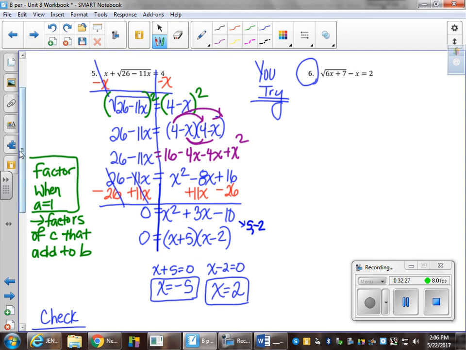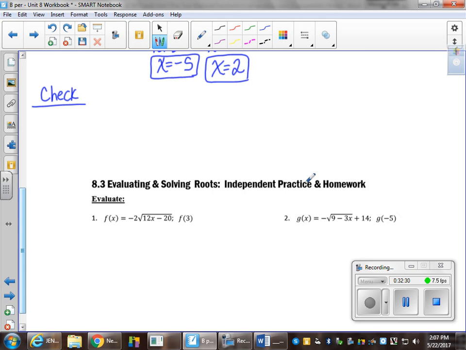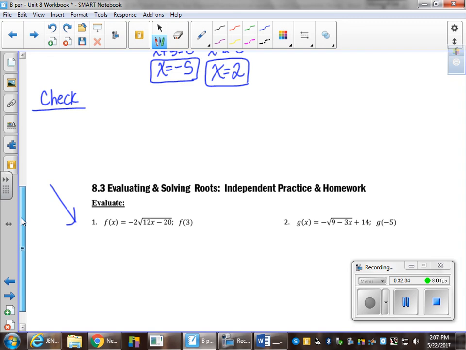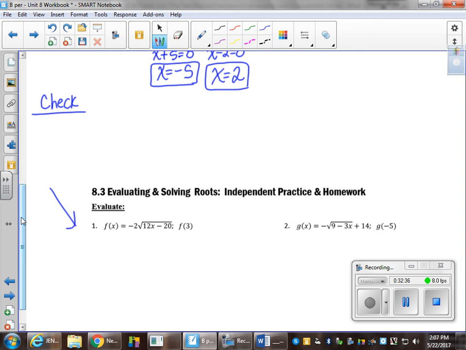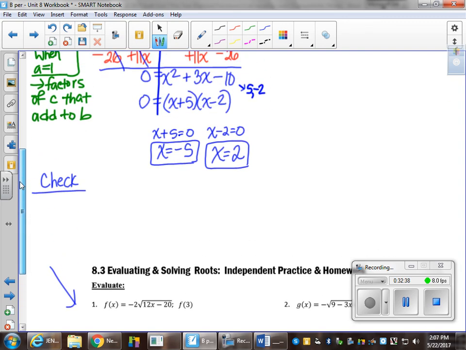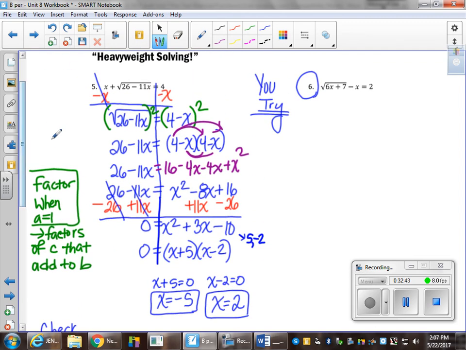Nice job. Tomorrow's classwork will start right here with the independent practice and homework right there. So again, to wrap up your work tonight, please finish the check, and then you are working on number 6 on your own. Good job.